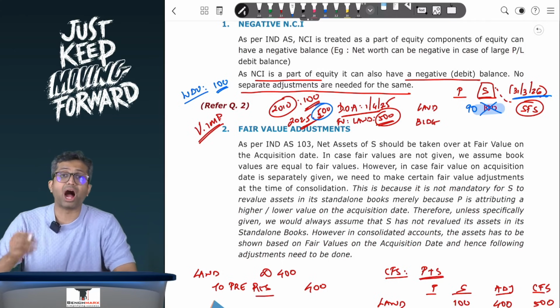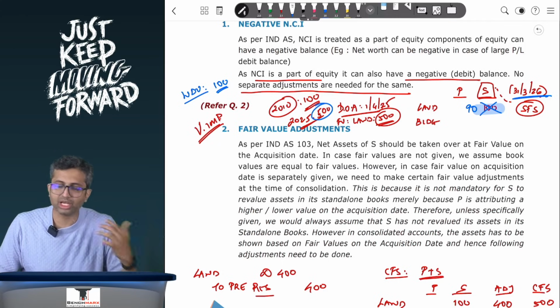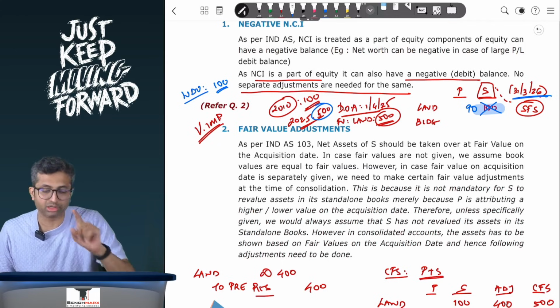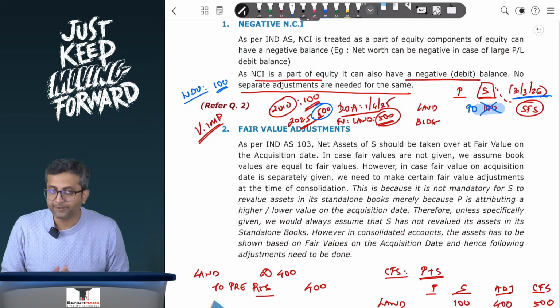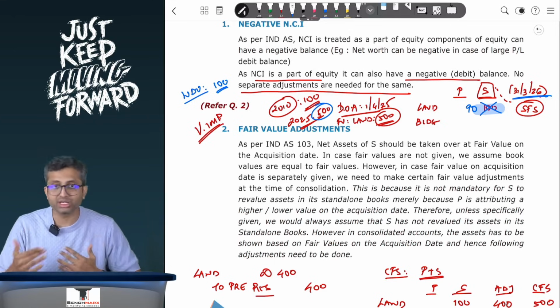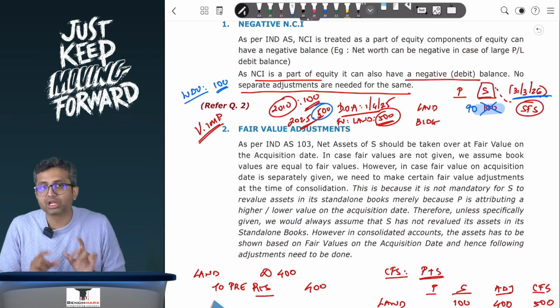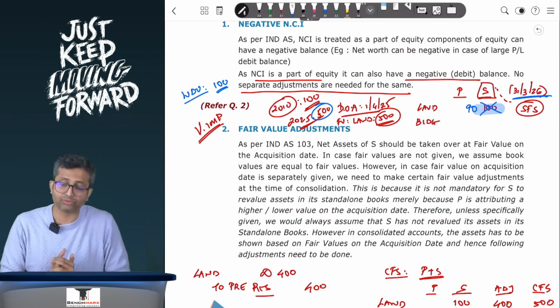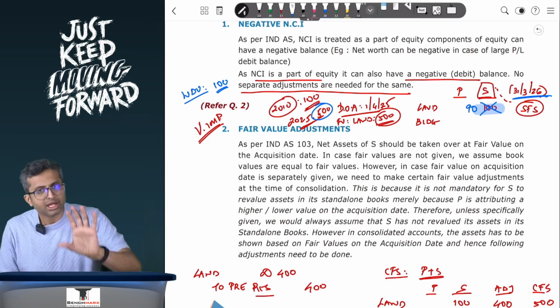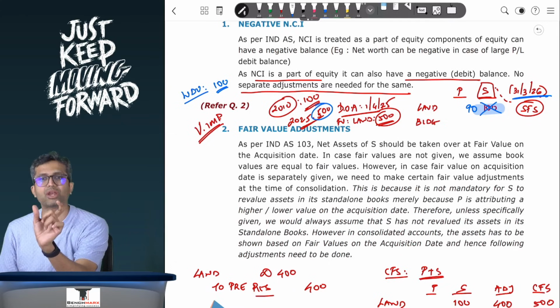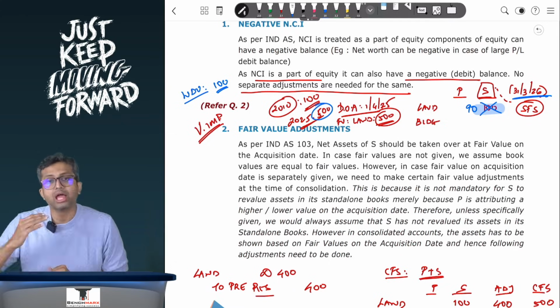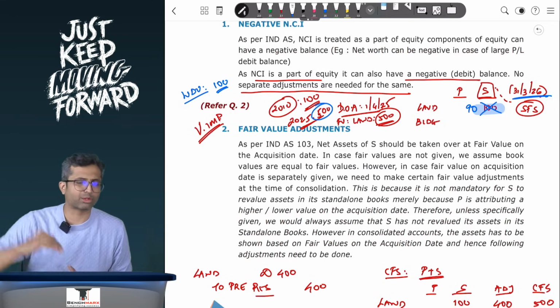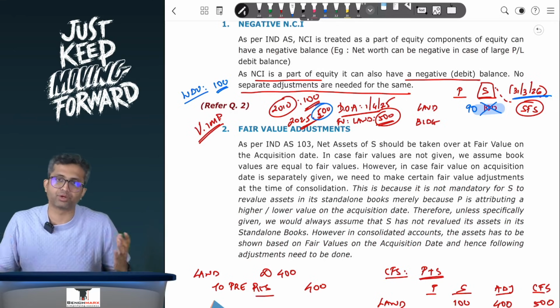However, if I am telling the world on the acquisition date that the building is worth 500, not 100, then my depreciation cannot be just 10. My depreciation has to be 500 divided by 10, that is 50. However, 10 is already charged, and hence you will have to pass an entry for an additional depreciation. So additional depreciation of 40, that will be for the period 25-26, which is after the acquisition, and hence this will affect the post-acquisition profit and loss, and the credit will go, for example, to the building.